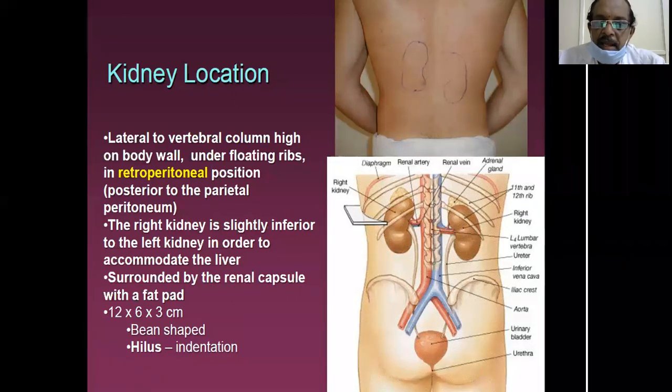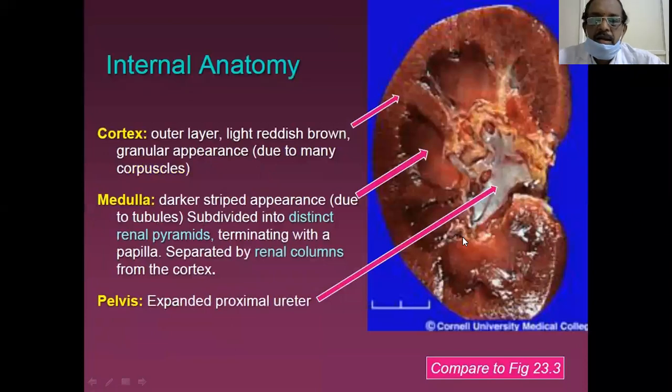It is surrounded by a renal capsule with a fat pad. And you see here the kidney's location, and the blood supply comes from the aorta, arterial supply, with venous drainage into the vena cava. The kidney has an outer layer, cortex, an inner medulla, and the pelvicalyceal system. Why this is important in treating kidney trauma also.